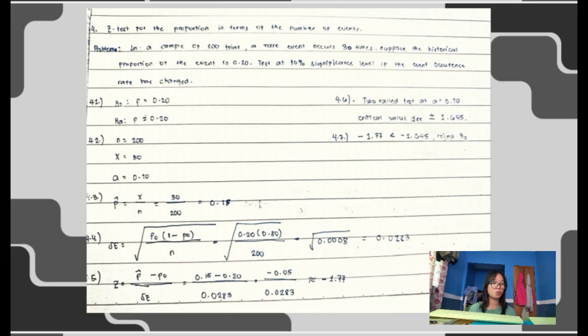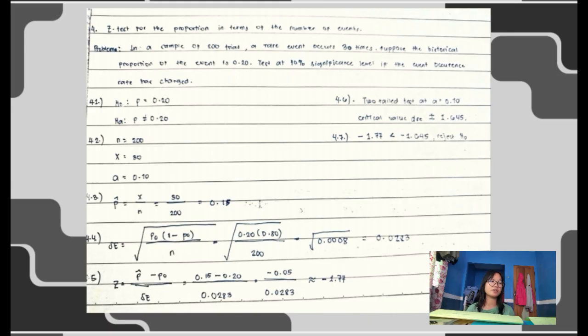And the next one is to calculate the test statistic. Earlier I mentioned the z statistic. The test statistic is also the same as the z statistic. So it's the same process. In this last problem, our test statistic is approximately negative 1.77.